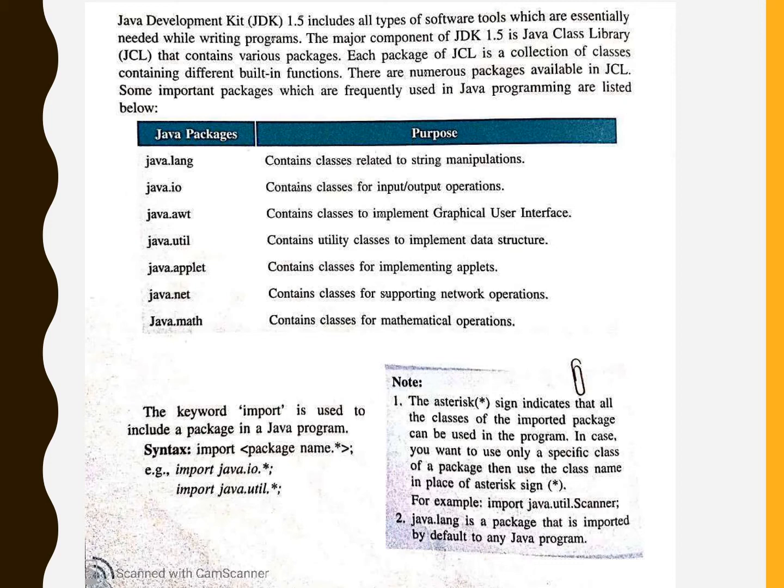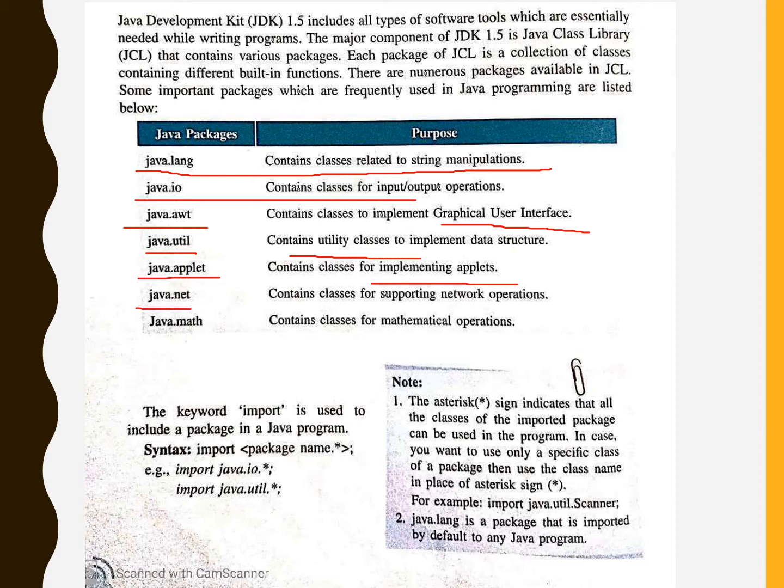first one is java.lang, that is a default package available in Java. Java.io for input output operation. Java.awt for graphical user interface. Java.util for the scanner class. Java.applet for implementing the applet. Java.net for the net operation. Java.math for the mathematical operation. So always remember java.lang and java.math are default packages available in Java. Default package means no need to import in the program.